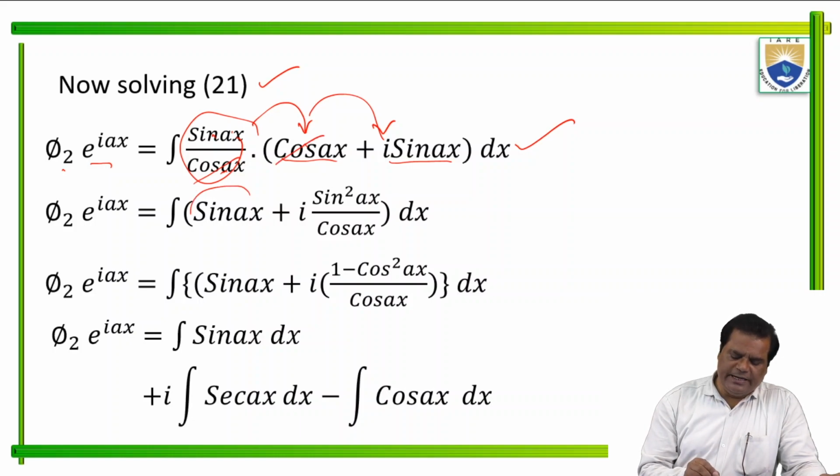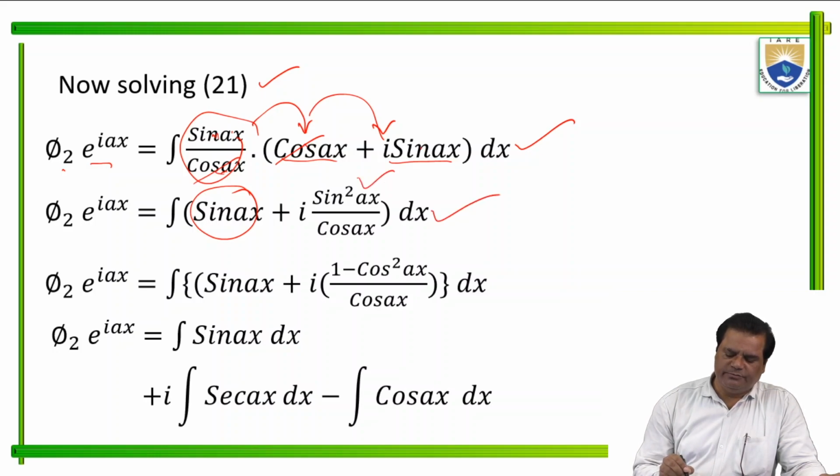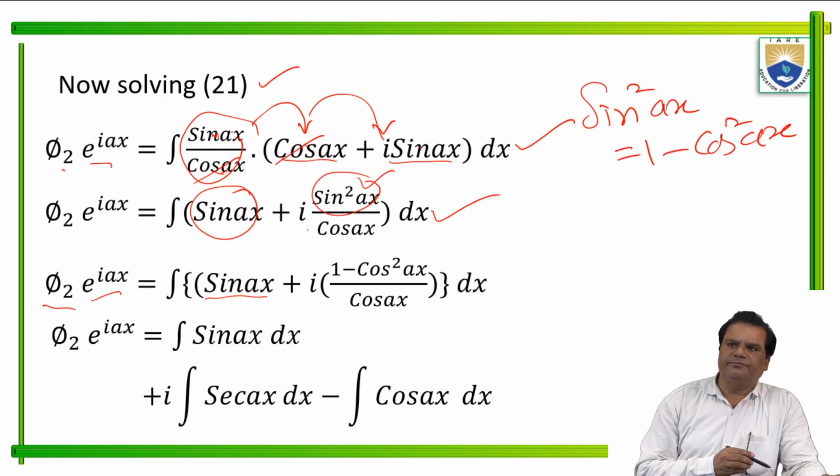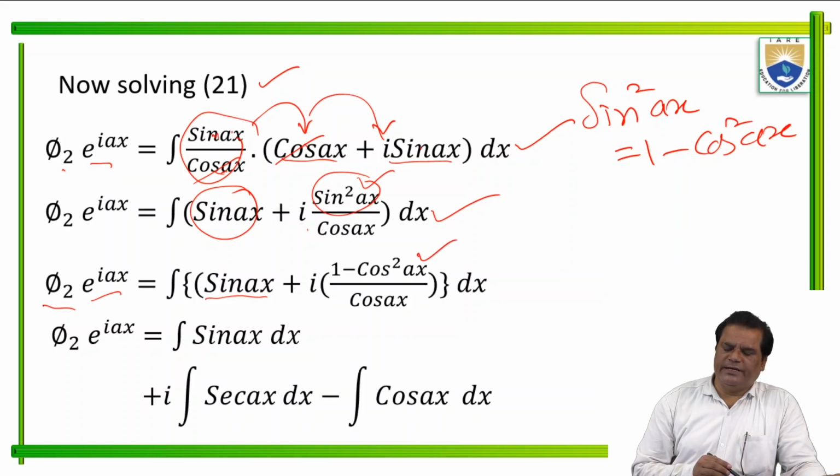So we get here sin ax only. And this multiply here, so sin square ax upon cos ax dx. So phi 2 e to the power i ax equals, separate the function, sin ax plus i. Here sin square ax, I am writing the formula sin square ax is equal to 1 minus cos square ax. This formula applies here. So I am writing here 1 minus cos square ax upon cos ax dx.